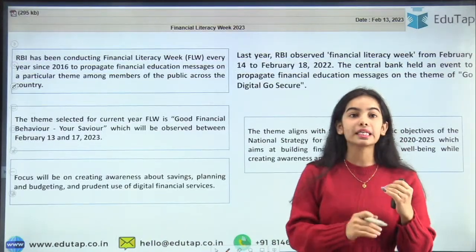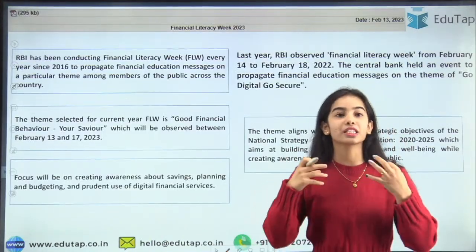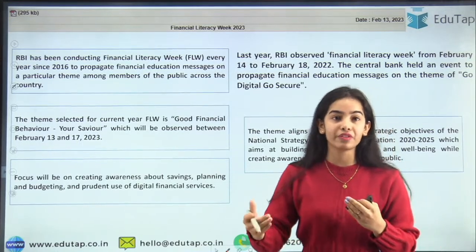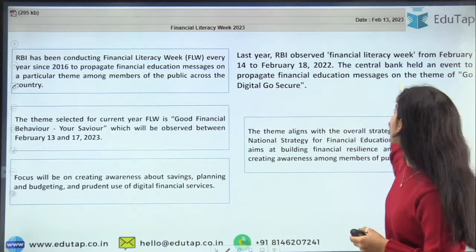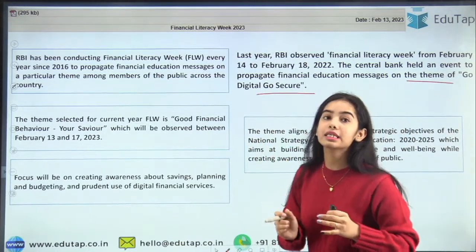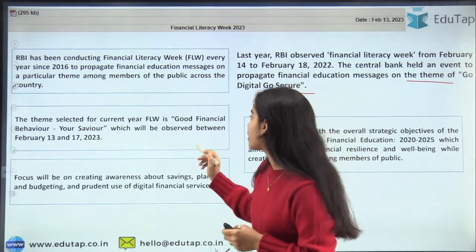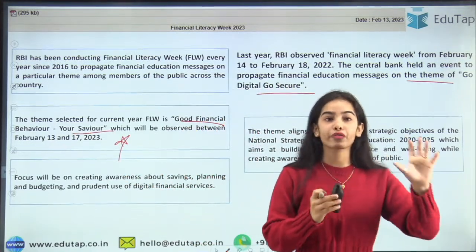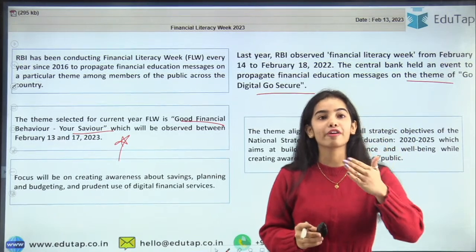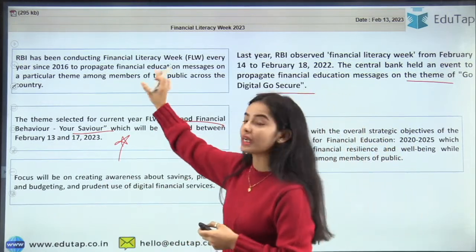So since 2016, the RBI has been conducting this Financial Literacy Week. For the previous year, the theme was Go Digital, Go Secure. For this year, the theme was Good Financial Behavior, Your Savior. So you have to remember the theme of this year and the theme of the previous year, from when the FLW has been celebrated since 2016.